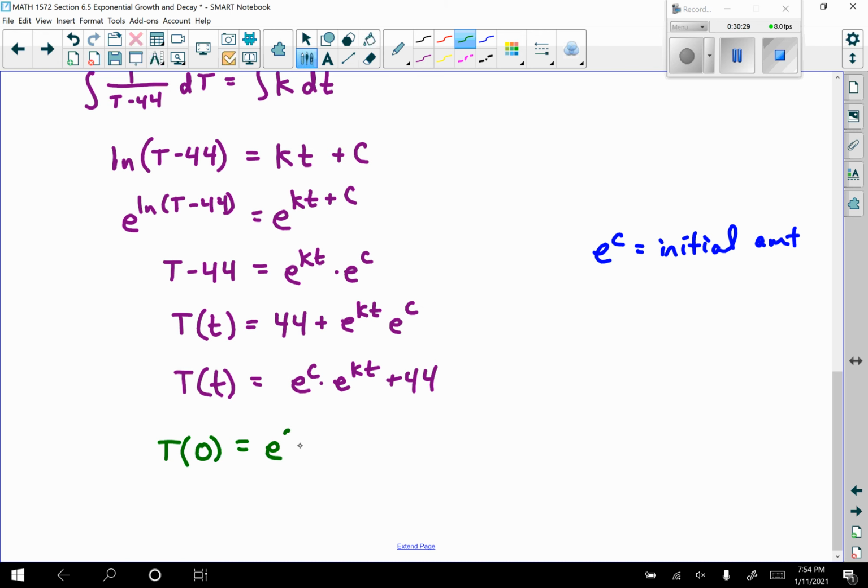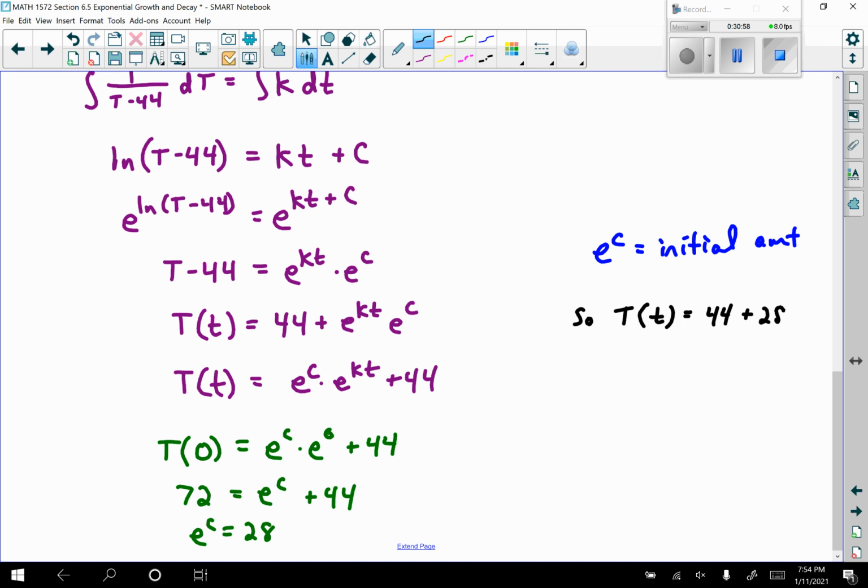So then this will become e to the C times e to the K times 0, and then plus 44. So our initial temp over here, T of time 0 rather, is going to be 72. This will just give me e to the C plus 44. So e to the C is going to equal 28. So now as we continue, we could say our temperature at time T is going to become 44 plus 28 times e to the KT.